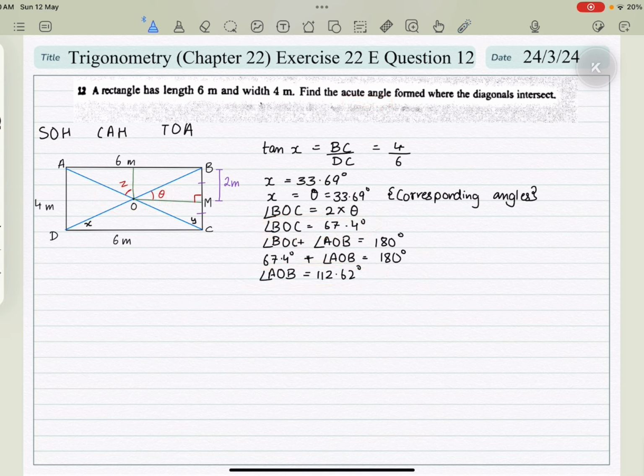So we can just say as angle BOC is acute, thus the answer is equal to 67.4 degrees, and that's the answer. And that's it. Thank you.